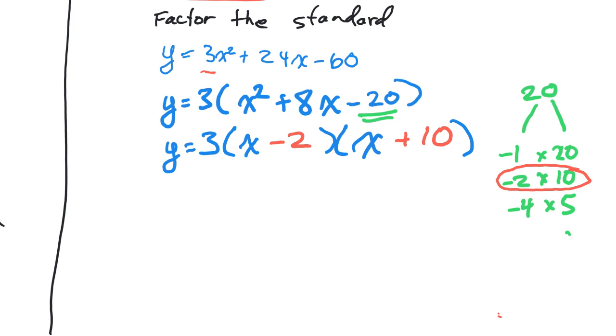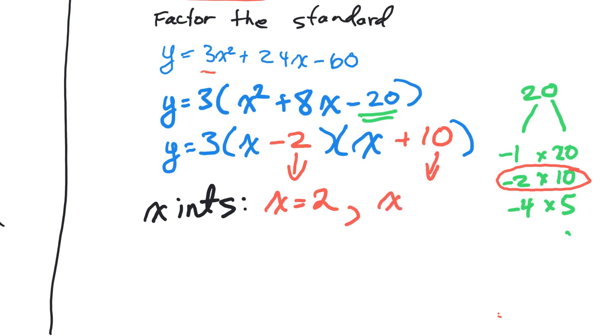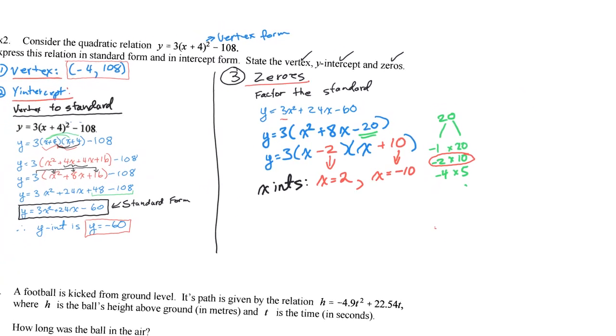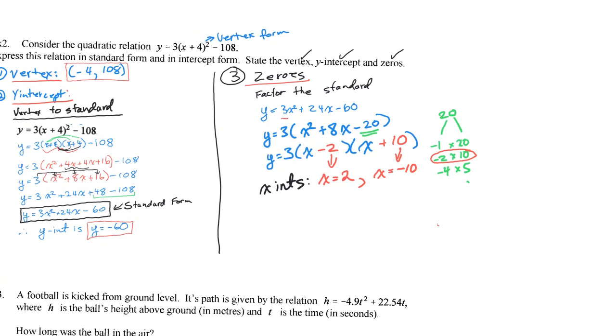So this means that our x-intercepts are, remember, we're using opposite world for this. X equals, instead of -2, it's +2. And instead of +10, it's -10. And there we go. So we have answered all of these problems.